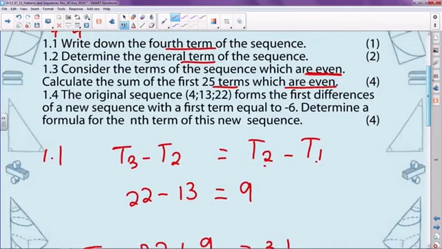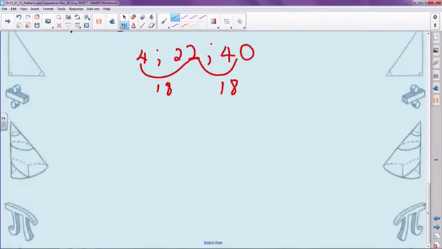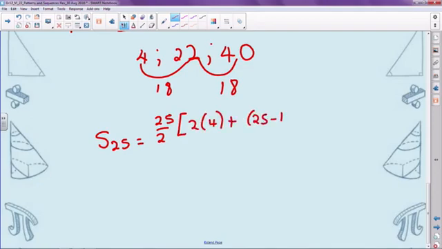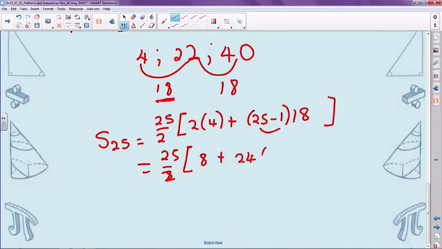So they asked us, calculate the sum of the first 25 terms. So I'm going to use my formula, S25 is equal to n over 2, where n is 25, into 2 times a, which is 4, plus n minus 1, so 25 minus 1, times the common difference, which is 18. All right, so I get 25 over 2 into 8 plus 24 times 18.